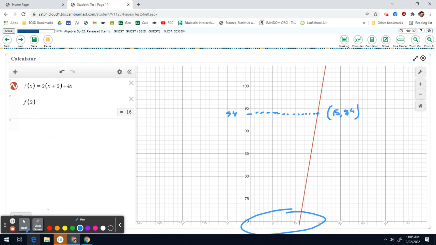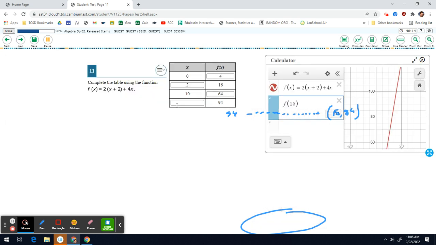I'm going to check that. All right, I'm going to change the 2 to a 15. And there I go. I got 94. So in my table, I feel comfortable putting a 15 there, and that's when f of x is 94. Functions, very important. Make sure you know how to evaluate functions and understand that a function is just a graph with points. The table just represents the points.